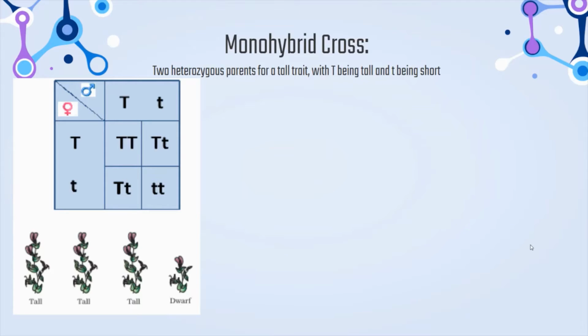So a monohybrid cross will determine the probability that an offspring will have a certain genotype. And in this case, we're going to be crossbreeding two heterozygous parents for a certain tall trait, with a capital T being tall and a lowercase t being short. So the first step is to write the trait on the side. So big T, little t, big T, little t. And in each corner, we will write the corresponding two letters from that row and column. So for example, in this first corner, because the row is a capital T and the column is also a capital T, we will write two capital T's.